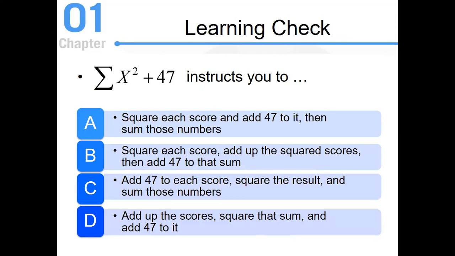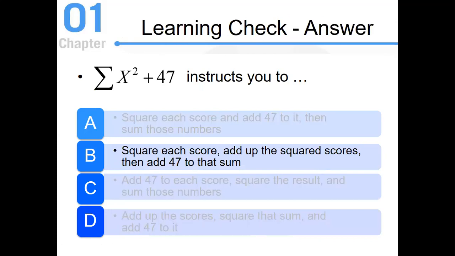So here we are, looking at this formula. The first thing to do, we don't have any parentheses, so let's go with the exponent. We need to square each x score. Now remember, summation comes before addition, so the next thing would be to sum it all up. And then at the end, we would add 47. Square each score, add up the squared scores, and then add 47 to that total.